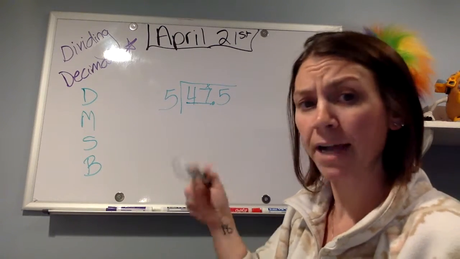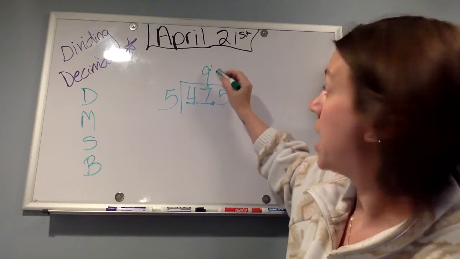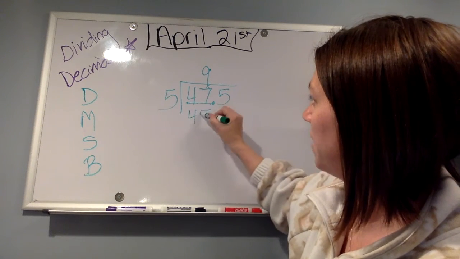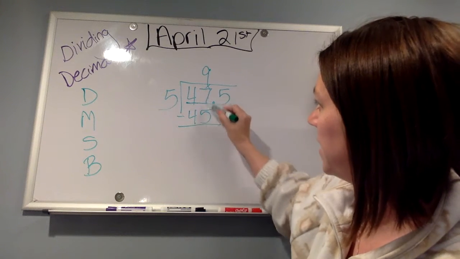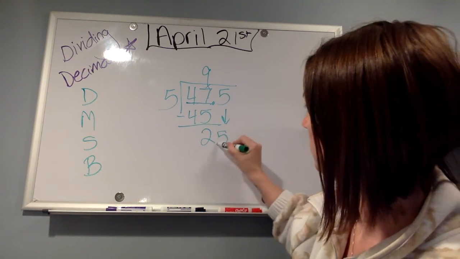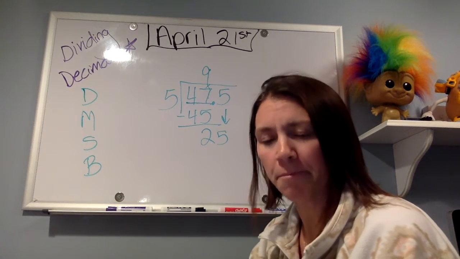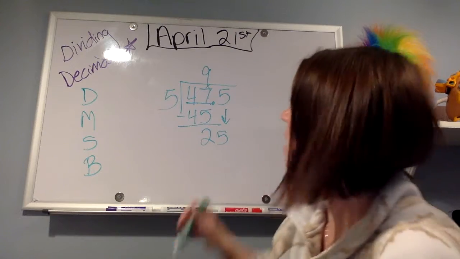I do my facts. 5 goes into 47 9 times. 9 times 5 is 45. I subtract and I get 2. Now I bring down. I start all over. Does 5 go into 25? Yep. How many times? 5 times.